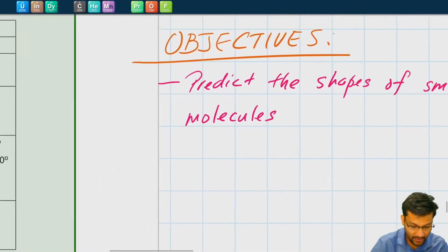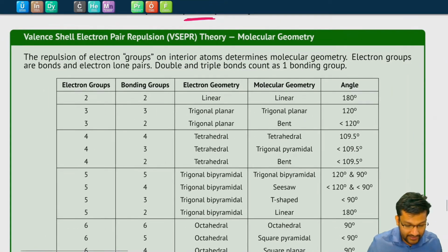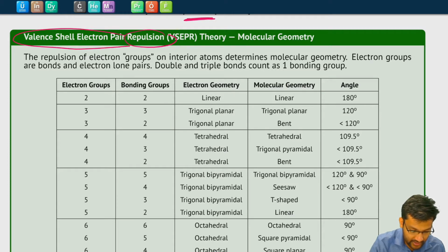Let's get started. Okay, so what is VSEPR theory? Well, as the name suggests, and as scientists, we don't like to name things very complicatedly, it's basically the repulsion between various electron pairs in the valence shell that determines the geometry of a molecule.